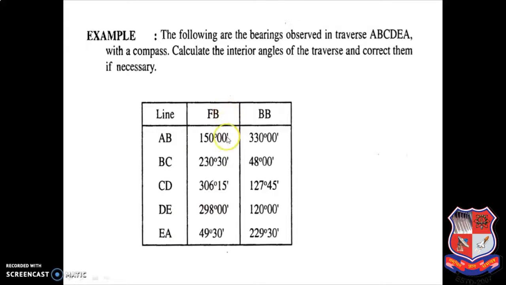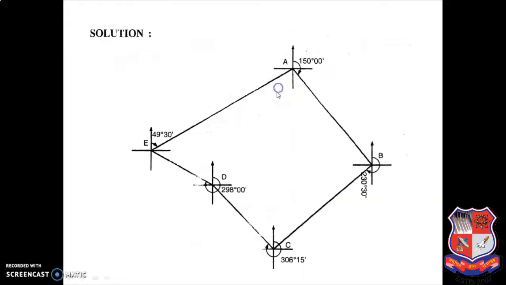Forebearing values are given here and back bearing values are also given. Now, same way, you have to first of all draw the traverse. I will draw the traverse using all the forebearing readings. So you can see I have taken 150 reading, I have taken one point here and I have drawn this line, and I have drawn one line from A to B by taking forebearing reading 150.